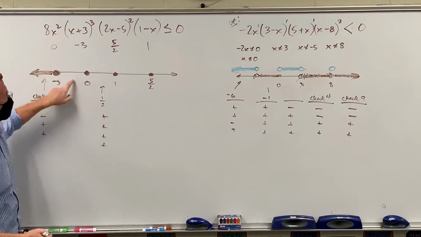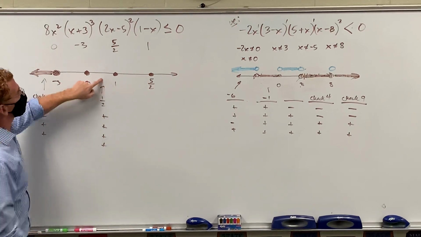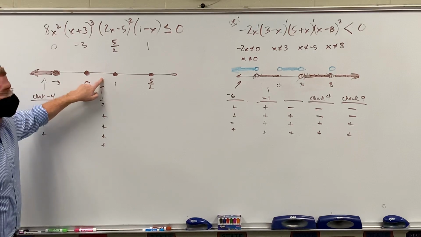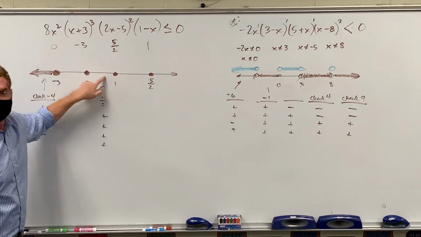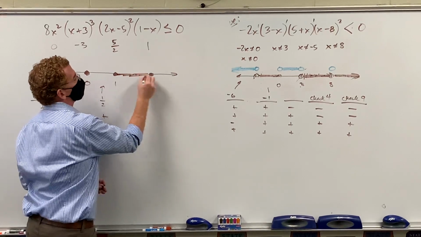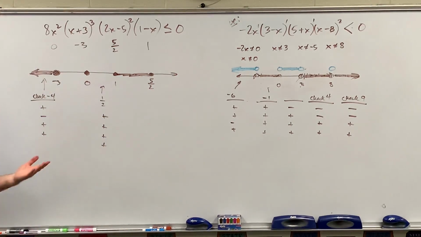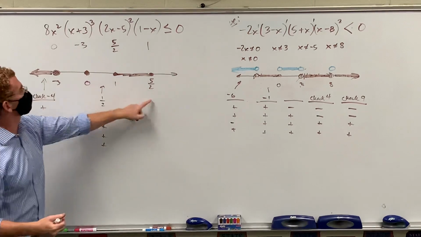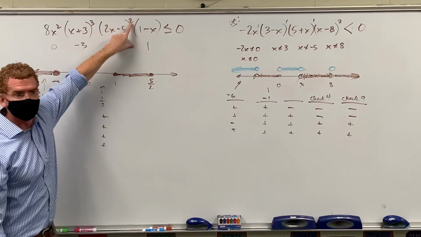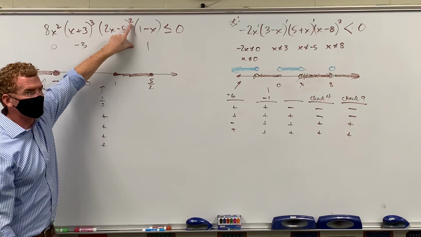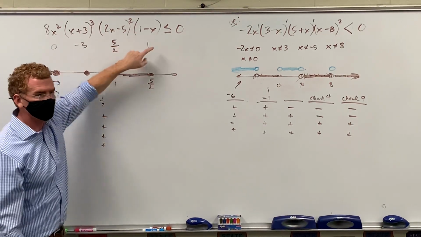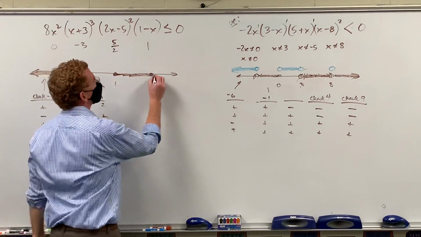So since that was even, I got the same thing on both sides. Now what about the 1? What was that? Odd root. So what should happen at 1? The opposite. Change. So if this was not shaded, this must be shaded. And then what happens at 5/2? Squared. That's an even double root. Bounces. So if it bounced there, what's shaded here would also be shaded there.